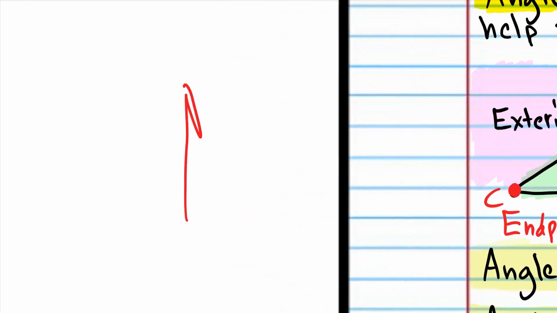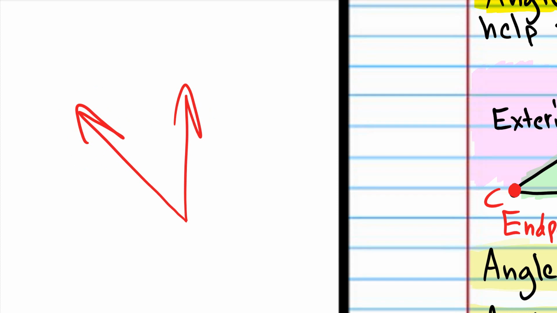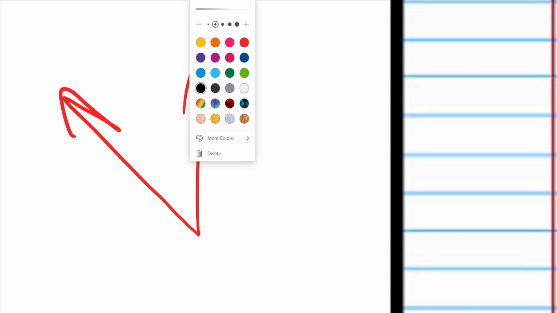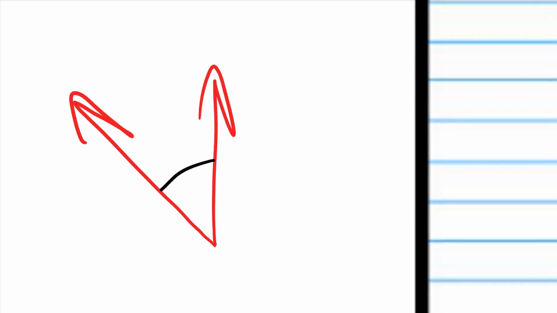If you're looking straight forward and you rotate your head, you can see that the angle of rotation can be shown with two rays. Now, the extent of the rotation is called the measure of the angle. And we use the degree for units when looking at the extent of the rotation. So this angle measure would be maybe about 45 degrees.